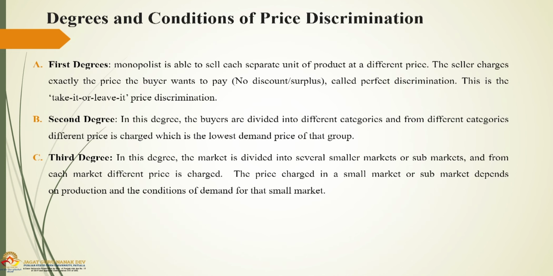Next is degrees and conditions of price discrimination. There are three degrees of price discrimination: first degree, second degree, and third degree price discrimination. In first degree price discrimination, the monopolist is able to sell each separate unit of the product at a different price. The seller charges exactly the price the buyer wants to pay. No discount, no surplus. That is called perfect discrimination.